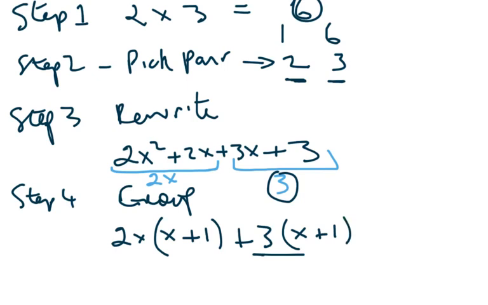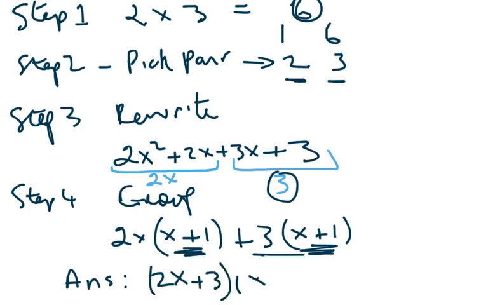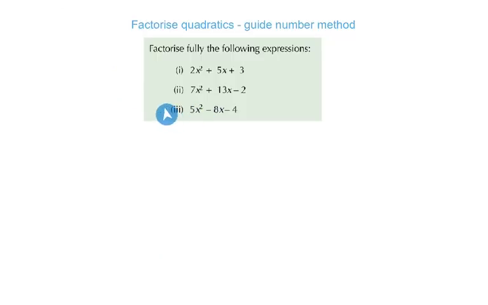So I have 2x multiplied by x plus 1, and I have 3 multiplied by x plus 1. So my answer is 2x plus 3 by x plus 1. And that's the answer to that. Let's have a look at another one. We'll have a look at this one here now.